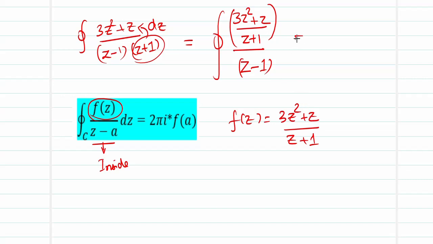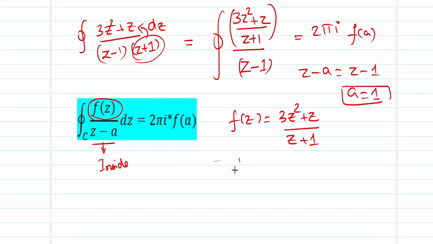Now this quantity is going to be 2 pi i times f of a. What is going to be my f of a? My z minus a is z minus 1, so my a is equal to 1. What I need is f of a. What is going to be my f of 1? So (3 into 1 plus 1) divided by (1 plus 1). So 3 into 1 plus 1 makes it 4 by 2. So that makes it 2.